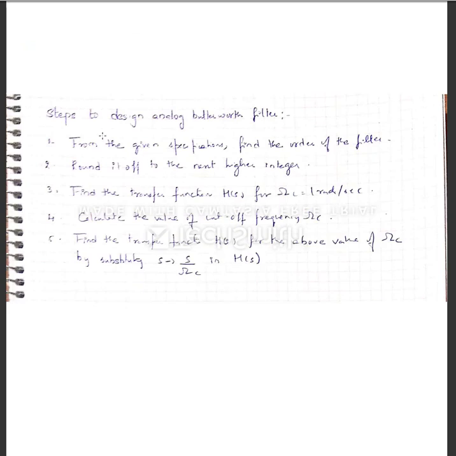So finally, the steps for designing your analog Butterworth filter: whatever specification is given, you have to first find the order. You would make use of this in your problem. The next thing we'll be dealing with is the problem itself. Whatever n you obtain, if it is not an integer, you have to round it to the next higher value. From there you find the transfer function H(s) for omega c equal to 1 radian, considering a normalized filter. Then you calculate the cutoff frequency, and find the transfer function H(s) for the above value of the cutoff frequency by substituting s equal to s by omega c in H(s). This you would understand better while we solve the problem.